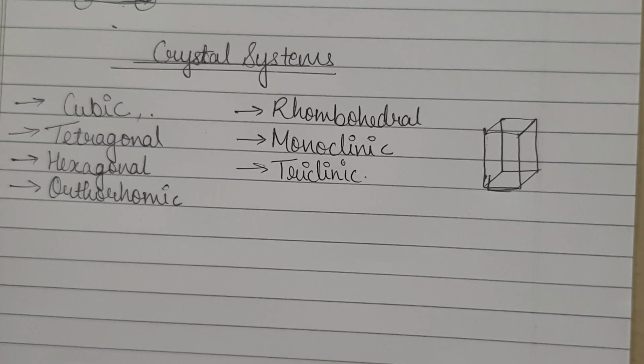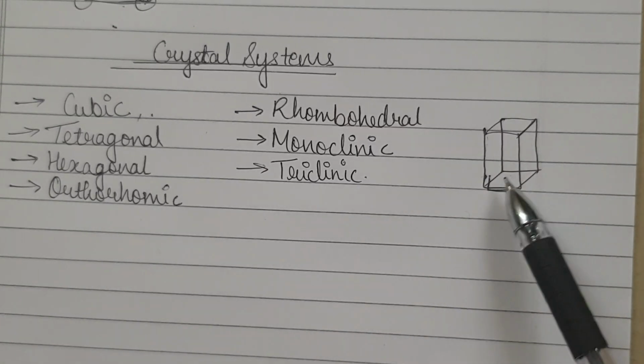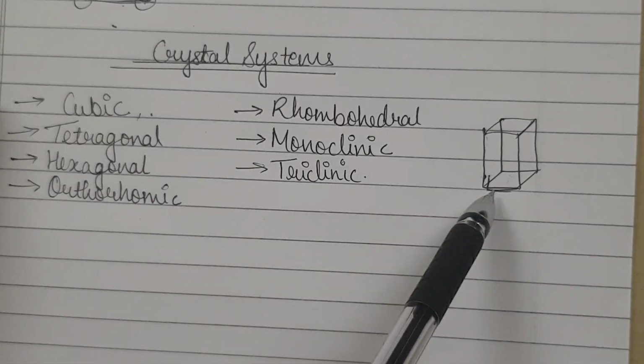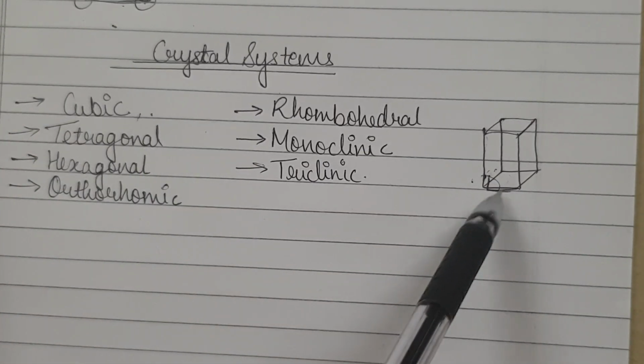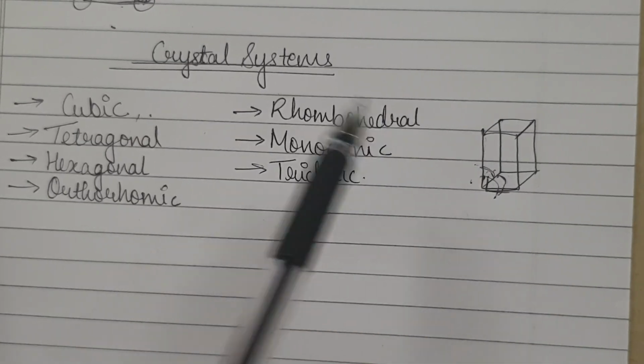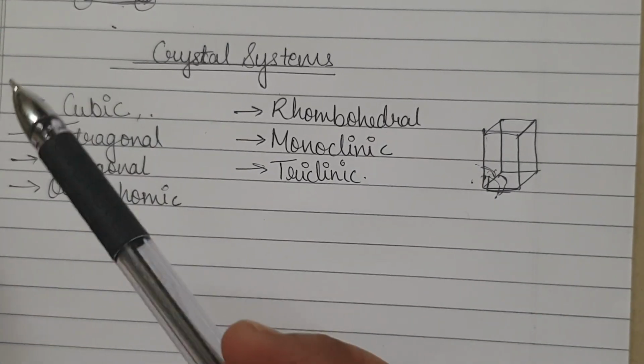Okay, then you have triclinic, in which all 3 angles are different. So you take this and change all 3 angles. None of them is 90 degrees, none of them are equal. All 3 angles are changing. So this angle is changing, this angle is changing, and this angle is also changing. Then you have hexagonal.